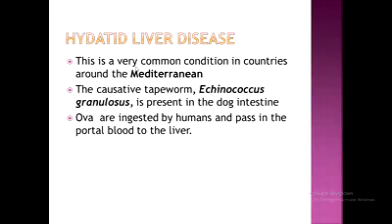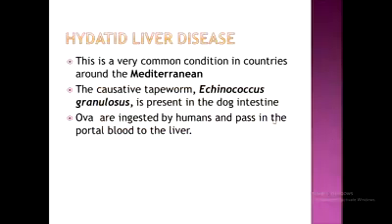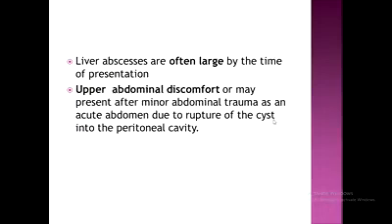Now today's final topic is hydatid liver disease. Hydatid liver disease is a common condition in countries around the Mediterranean, and the causative tapeworm is Echinococcus granulosus. This is the causative tapeworm parasitic infection, and it is present in the dog's intestine. Ova are ingested by the human and pass in the portal blood to the liver. So this is again the fecal-oral route.